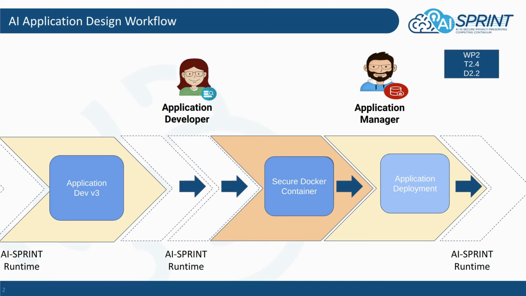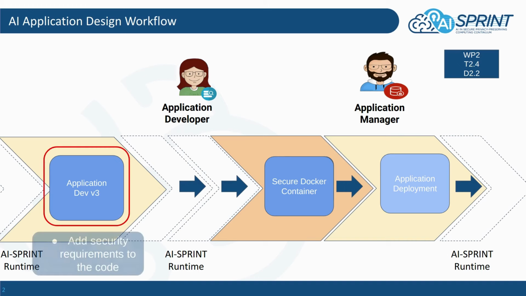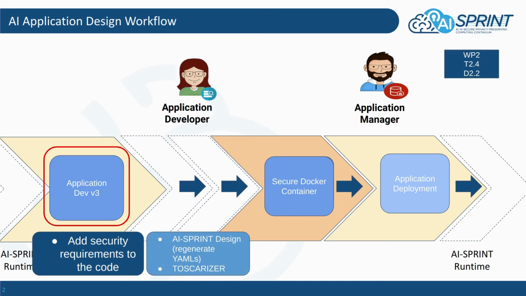In AI Sprint we have an application developer who writes his code. In addition to writing his code, he or she can annotate it with so-called security requirements, which are put as annotations into code. Once the code has been annotated and is piped into the AI Sprint runtime during the design workflow, we have the Toskerizer and the AI Sprint design tools which extract these annotations and regenerate YAML files of it.